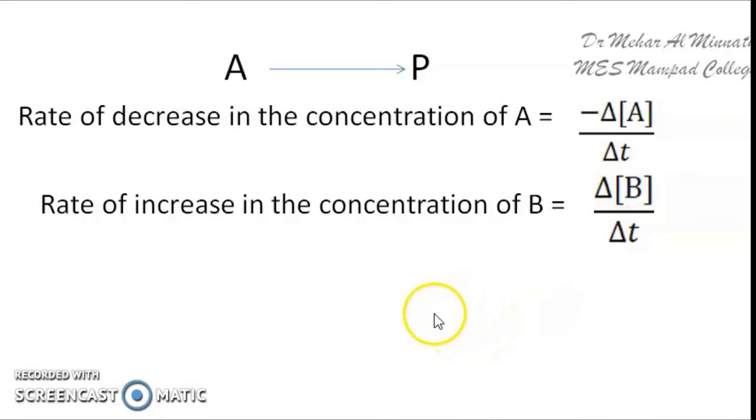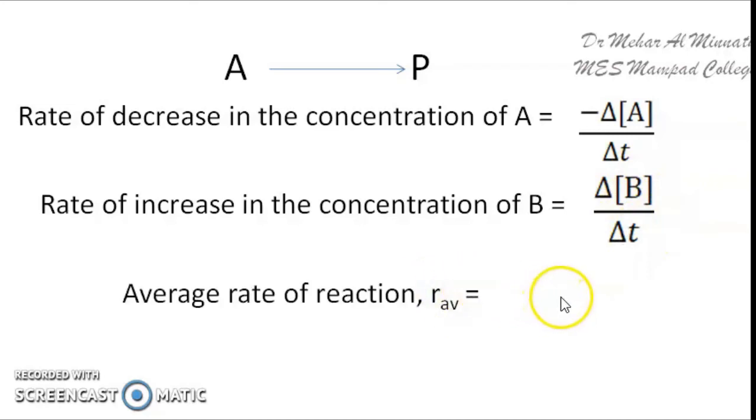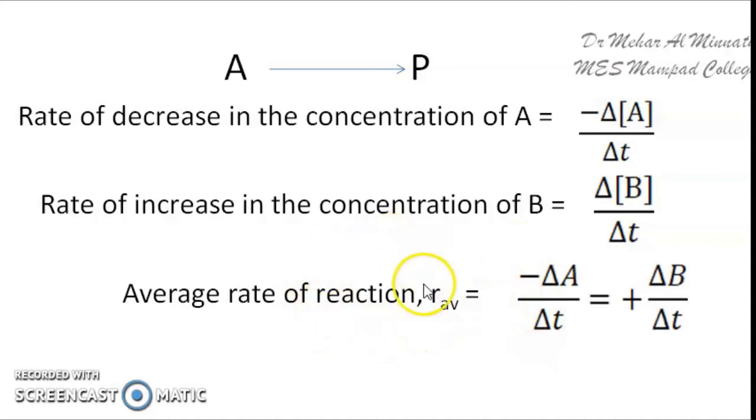Alright, so this is the way we express the rate of change in concentration of A or the rate of change in concentration of B. So the average rate of a reaction can be put as either the change in concentration of A or the change in concentration of B. So the average rate of a reaction, R average, is equal to either minus delta A by delta T or plus delta B by delta T. See, there is an equal to sign here.